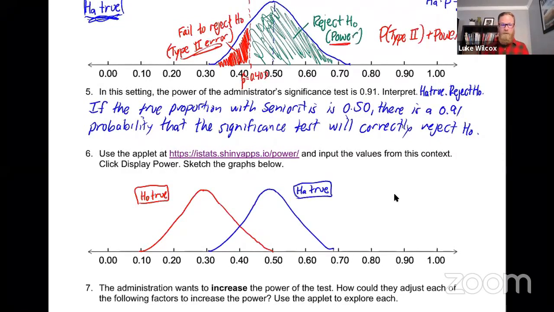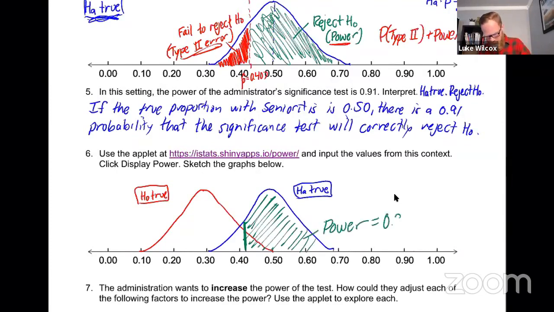And specifically now, we're trying to focus in on this idea of power. And the idea of power is this region right here that we're going to represent in green, which you see represented in the applet as being green. And we know, well, currently the power is 91%. So we want to know, are there ways that we could increase the power? Which would be important to the administrators, right? Because if there really is a problem with senioritis at the school, they want to know about it so that they make the right decision and cancel spring break.